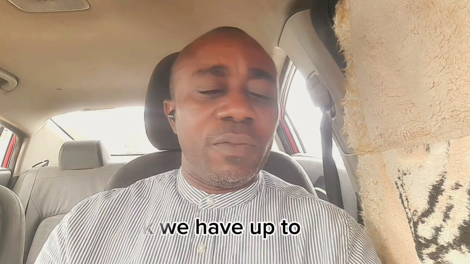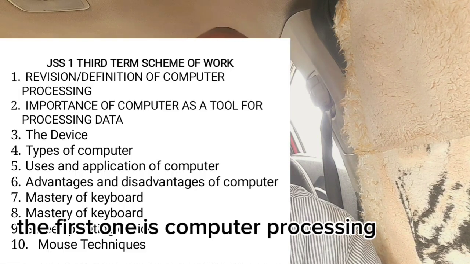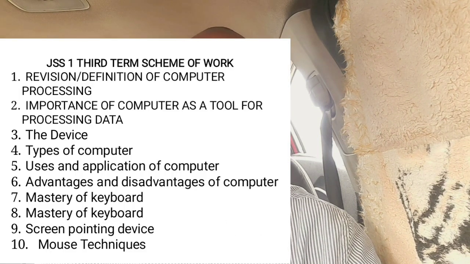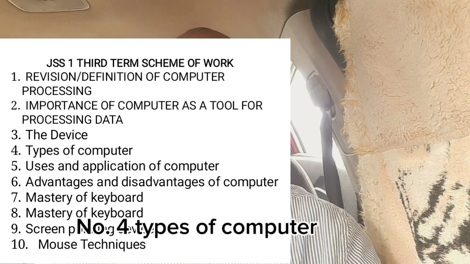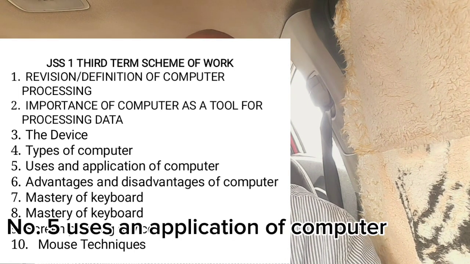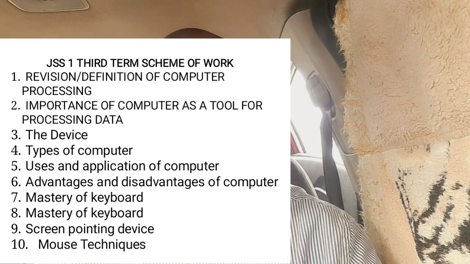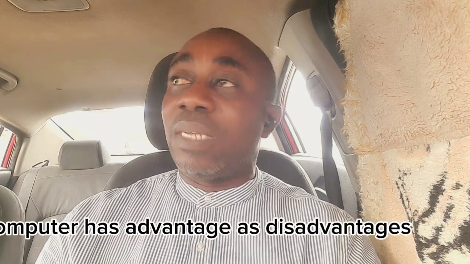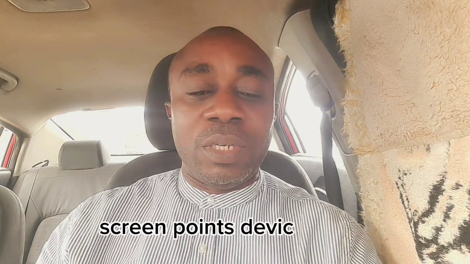So this is for JSS1. And in this third term, I think we have up to about 10 topics. The first one is computer processing. Second is the importance of computer as a tool for processing data. Number 3, the device. Number 4, types of computer. Number 5, uses and application of computer. Number 6, advantages and disadvantages of computer. Computer has advantages and has disadvantages. Number 7, mastery of keyboard, and number 8. Then number 9, screen pointing device. Then number 10, mouse techniques.